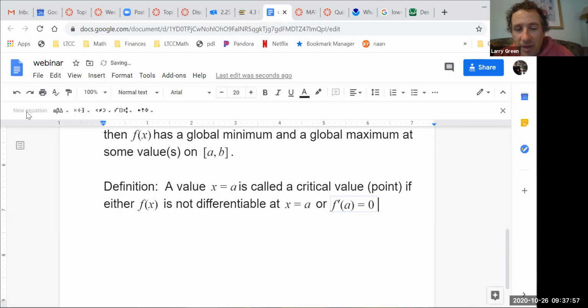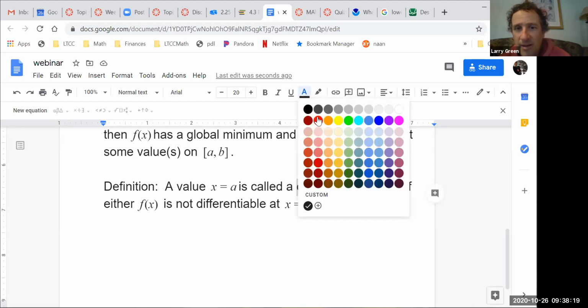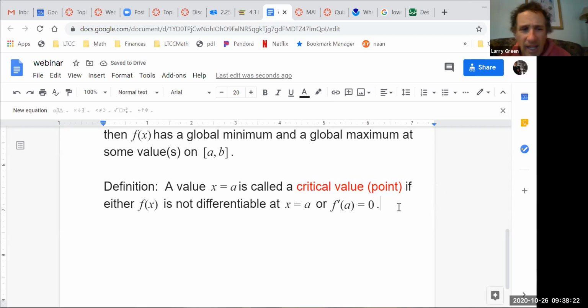Because remember that if the derivative is 0, you got a chance of being the max or the min. That's what we're looking at, top of the hill, right? Or bottom of the valley. Let me put that in red because it's important. I'm going to put point in too because often they're called critical points, but I like value better. Any questions on this definition? No big deal? Okay. Do you think this is pretty easy to find the critical point values, by the way?